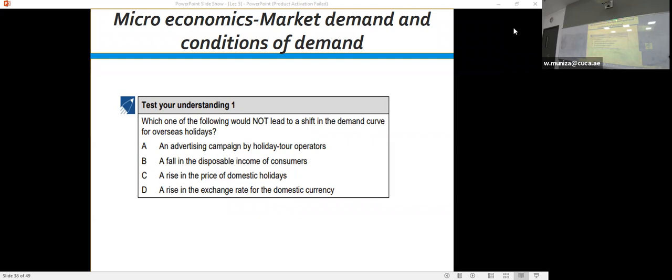The price of domestic holidays. Sorry? Which one? A rise in the prices of domestic holidays? Okay. Consider it again.